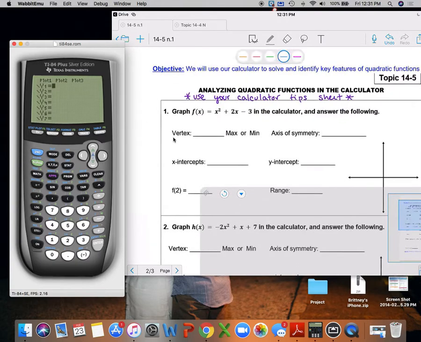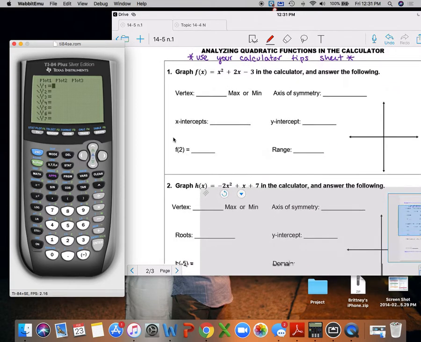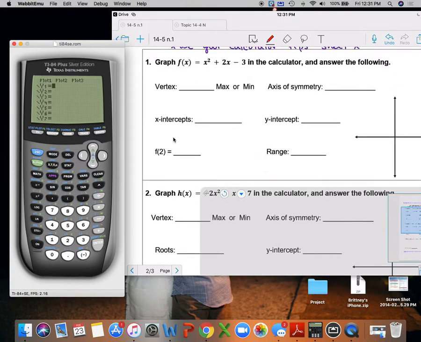So we're on this page in the notes packet 14.5, and they ask us to graph x squared plus 2x minus 3 in the calculator and answer the following. So I'm going to go to y equals. If you've cleared your calculator, 2nd plus 7, 1, 2. This is what it looks like. So y equals is in the top left.